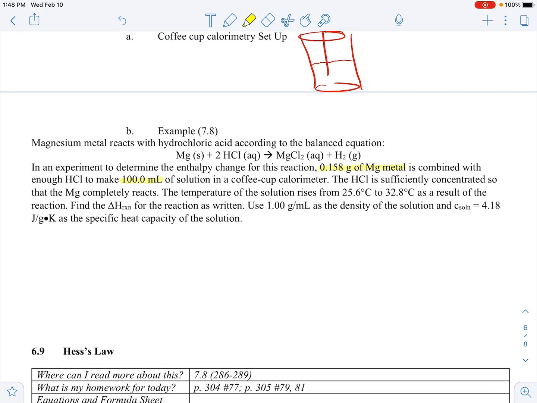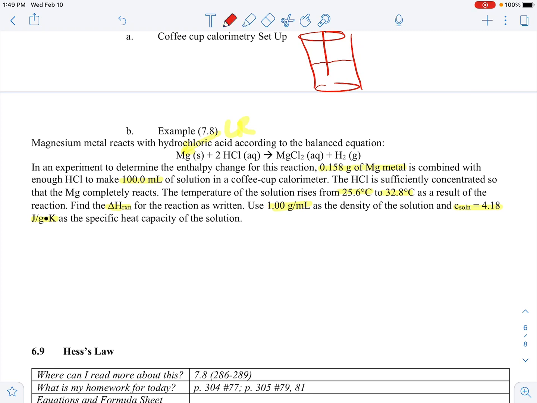So Mg is our limiting reactant. All right, that's our limiting reactant. The temperature rises from 26 to 32.8 as a result. Find the delta H of the reaction. As written, we know that the density of water is 1.00 and we know our C there is that. So what we've got to do is figure out how much energy was gained by the solution to tell us how much was given off by the reaction. Okay, so we'll start there.